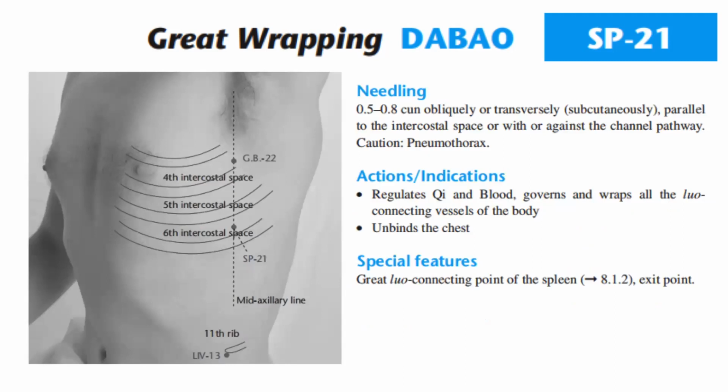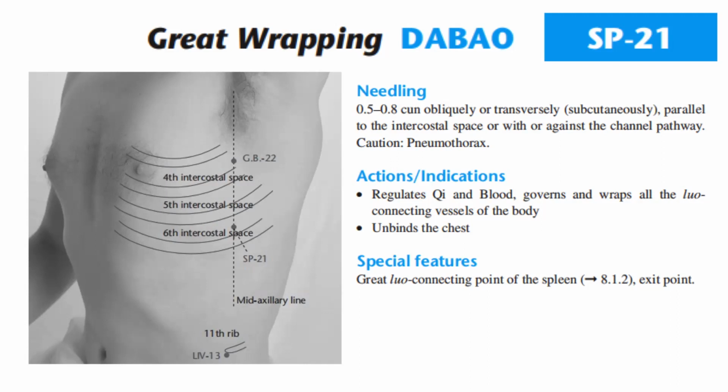Needling spleen 21 is 0.5 to 0.8 cun obliquely or transversely, or also subcutaneously, and we needle this parallel to the intercostal space or with or against the channel pathway. We have to exercise caution as needling this point may cause pneumothorax. For its actions and indications, spleen 21 regulates qi and blood, governs and wraps all the Luo-connecting vessels of the body. It also unbinds the chest.